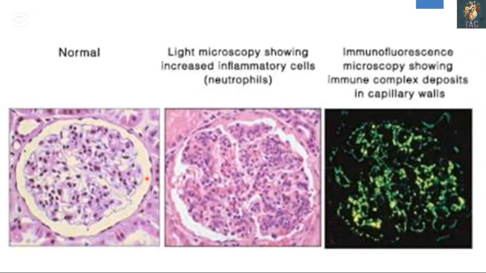Here we can have a comparative analysis of normal light microscopy and immunofluorescence microscopy images. In the normal one, you can see the glomeruli over here. In PSGN, the glomeruli is hypercellular with neutrophilic infiltrate. On immunofluorescence microscopy, the immune deposits consisting of antigen-antibody complexes are shown here by immunofluorescent deposits.